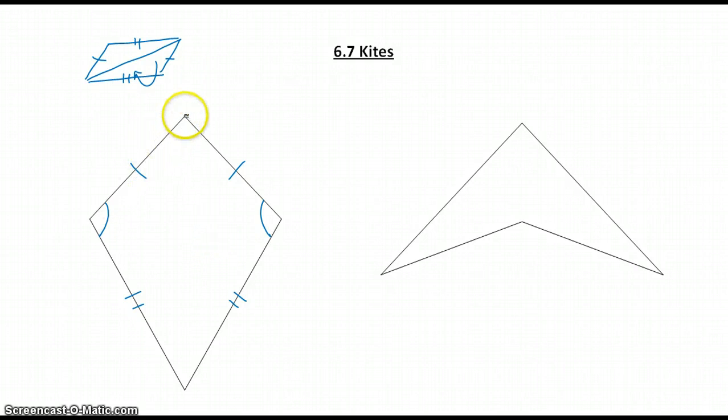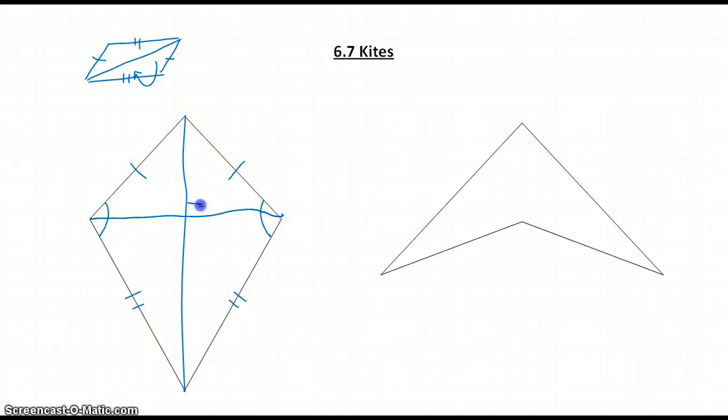The diagonals of a kite are perpendicular to each other, and one of the diagonals bisects the other diagonal. We might have two diagonals bisected, but if we have two diagonals bisected, then we have a square or a rhombus, which are both kites, but at a bare minimum, a kite has at least one diagonal bisected.